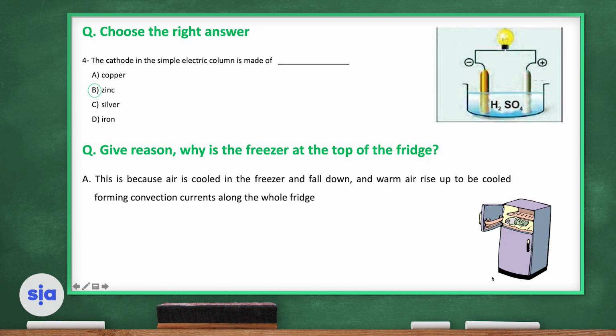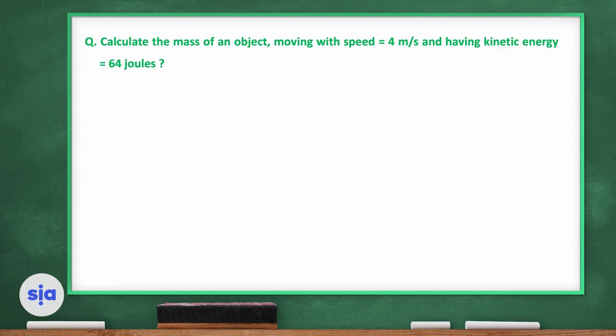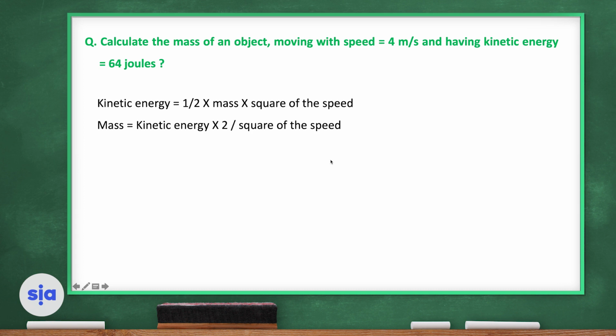Calculate the mass of an object moving with speed 4 meters per second, having kinetic energy equal to 64 joules. Kinetic energy is calculated by multiplying half times the mass times the square of the speed. So, mass will be equal to kinetic energy times 2 divided by the square of the speed, which is equal to 8 kilograms if you do the calculations.